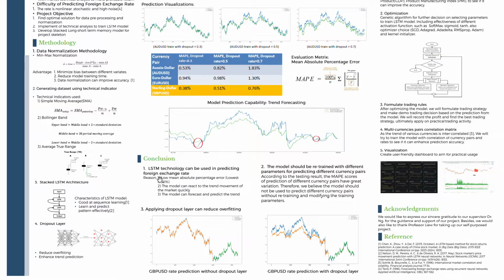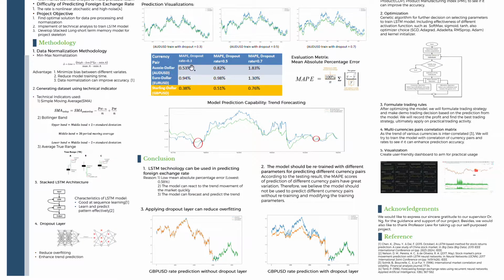In conclusion, we believe that LSTM technology can be used in predicting the foreign exchange rate. It is because the error is extremely low, and the lowest MAPE score we got is 0.38%, which is very good. The model can also react to the trend of the movement very quickly, and the model can forecast and predict the trend effectively, and that's why we think that LSTM technology is suitable for prediction. Also, we think that the model should be retrained with different parameters for predicting different currency pairs.